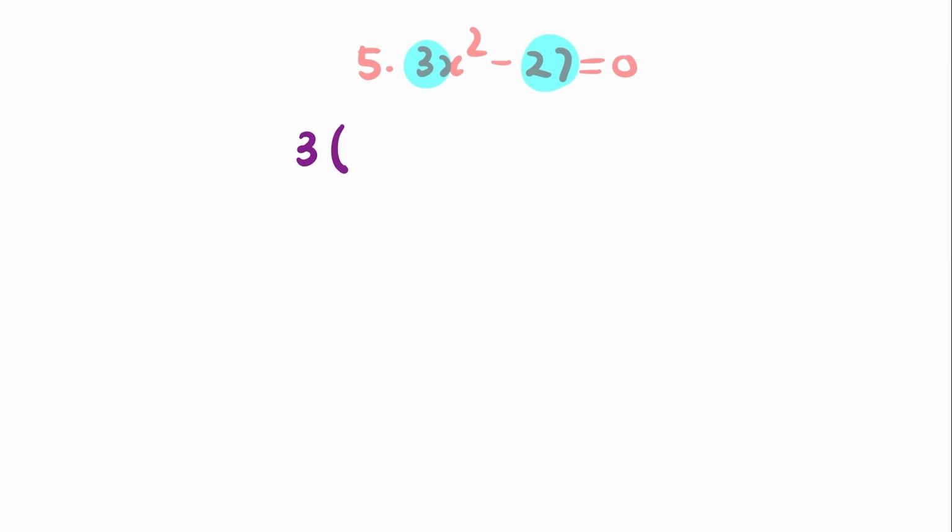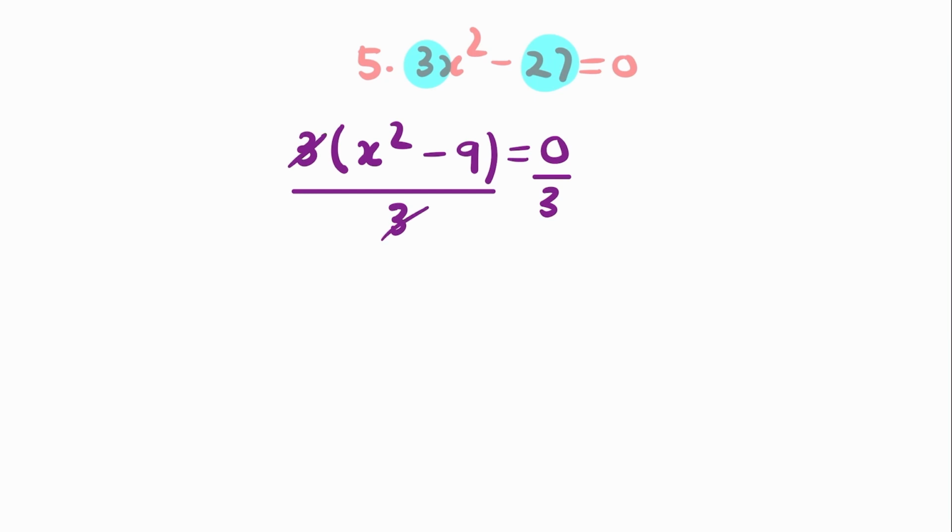So what will be remaining inside the brackets? 3x squared divided by 3, x squared, and minus 27 divided by 3, as we mentioned before, minus 9 equal to 0. Now even if we divide both the sides by 3 like this, would it matter? In the left hand side 3 and 3 cancels out, and in the right hand side 0 divided by 3 will be equal to just 0. So x squared minus 9 will still be equal to 0.